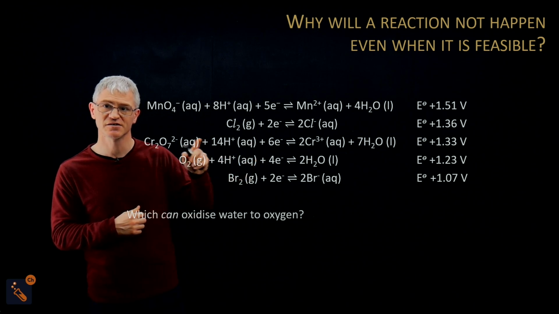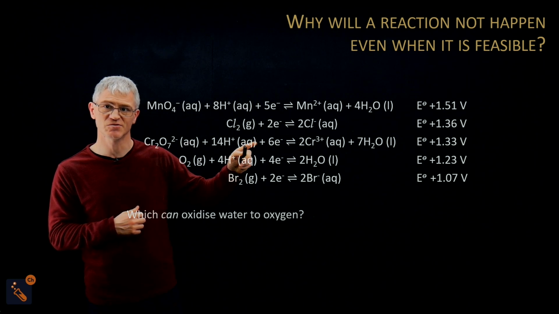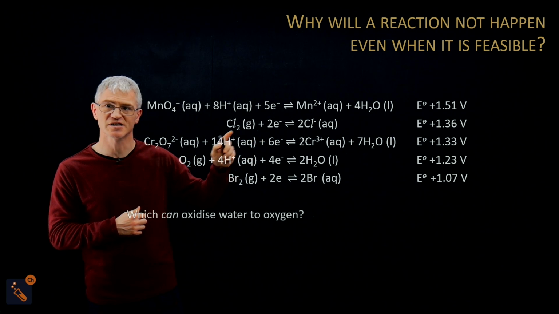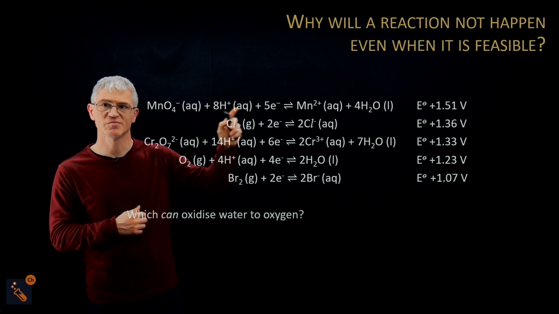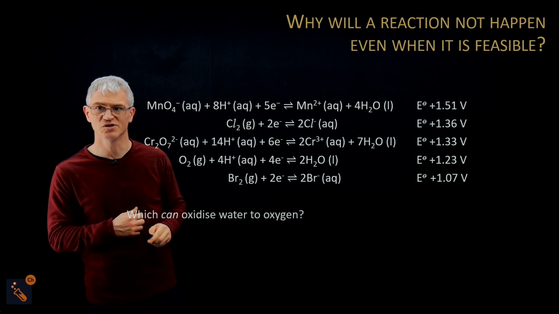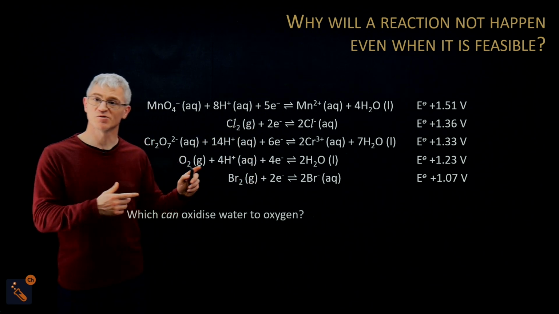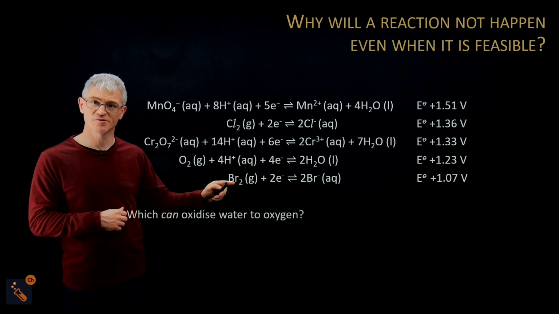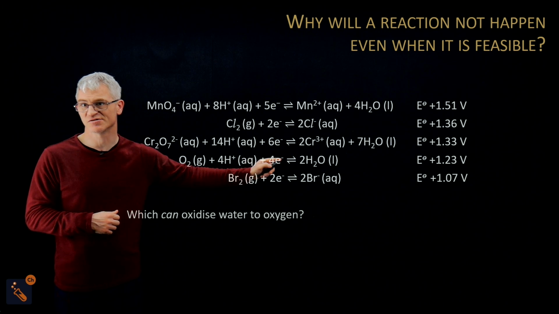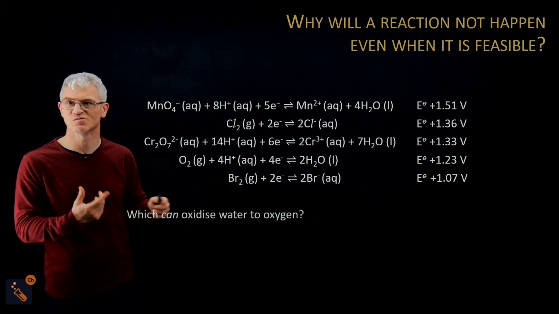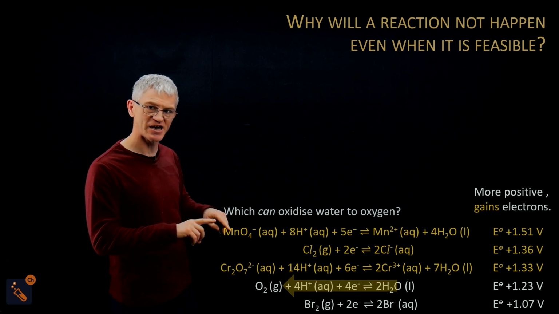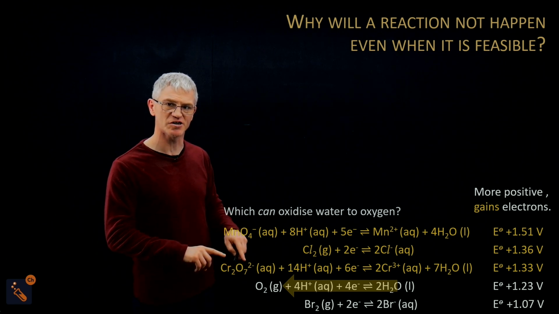So if we look here, the chromate is more positive, so that will gain, and this will lose. The chlorine is more positive, so that will gain, and this will lose. The manganate is more positive, so this will gain, and the oxygen will lose. The only one that won't work is the bromine. The bromine wants to lose electrons, and so that would make this gain electrons, the equilibrium go to the right. It wouldn't work.